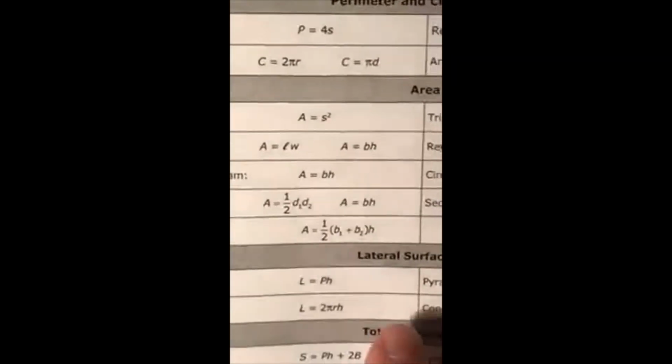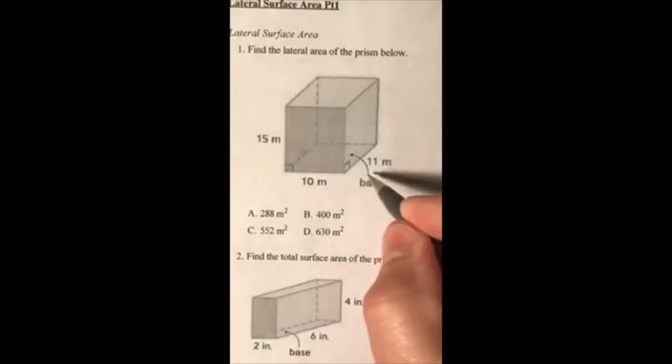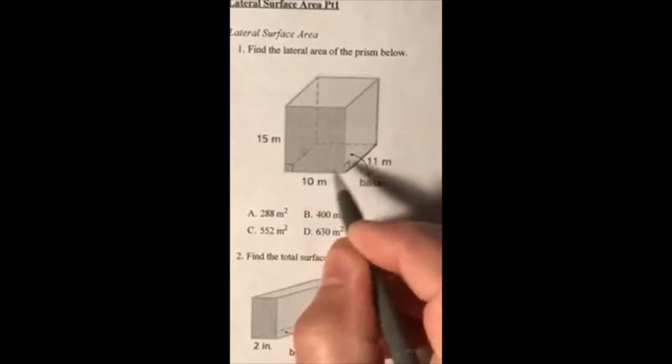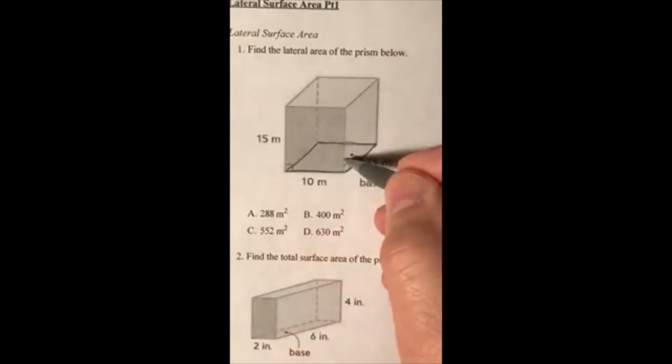You're asked to find the lateral area of the prism below. Okay, go to your formula chart, you'll go to lateral surface area, and you'll get this prism formula. Now in this problem, it's telling us the base that they want you to work on, which is this bottom piece here. And you need to remember that a prism has two parallel bases.